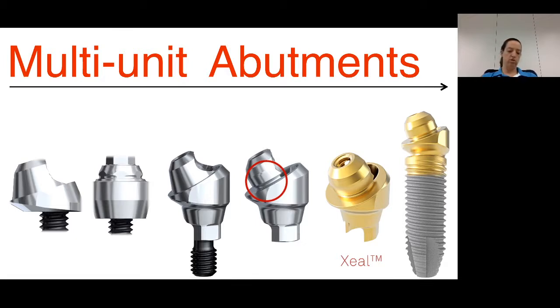Now, the latest evolution of the multi-unit abutments is that they also have a treated surface, and this treated surface is the XIL surface. So we will see. Till now, all the cases that I have look very nice in terms of the integration of the tissues, but it's still young. It's still something very new, so we still have to see how the results will be in the future.